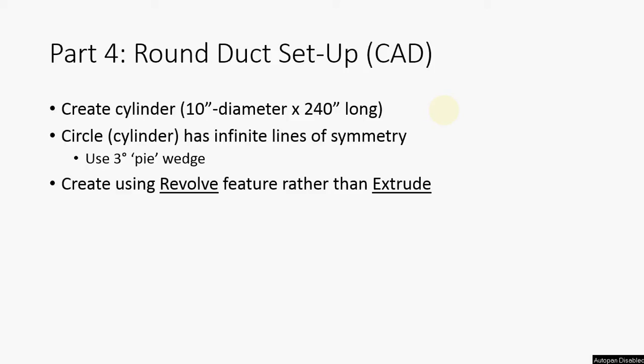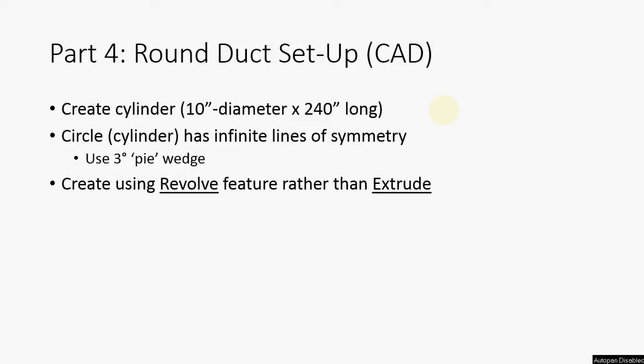So the rectangular duct, if you remember, has two lines of symmetry. So we broke up the cube into four separate sections, and we just have to use one of those for the analysis. The circle has an infinite number of lines of symmetry, so it's going to have an infinite number of sections that we can use, and we just have to choose one of those sections. We can't really do an infinite number of sections because then you wouldn't be able to see it. It would just be a line.